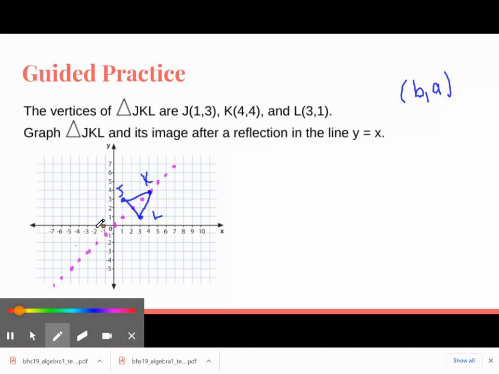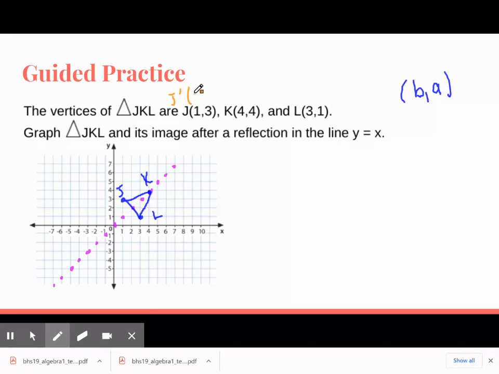Alright, what's going to be my coordinates for J prime? It's B, A, so you just flip 1, 3 to 3, 1. And what's L prime going to be? 1, 3. The only thing that's really going to change is that J and L are going to move positions.